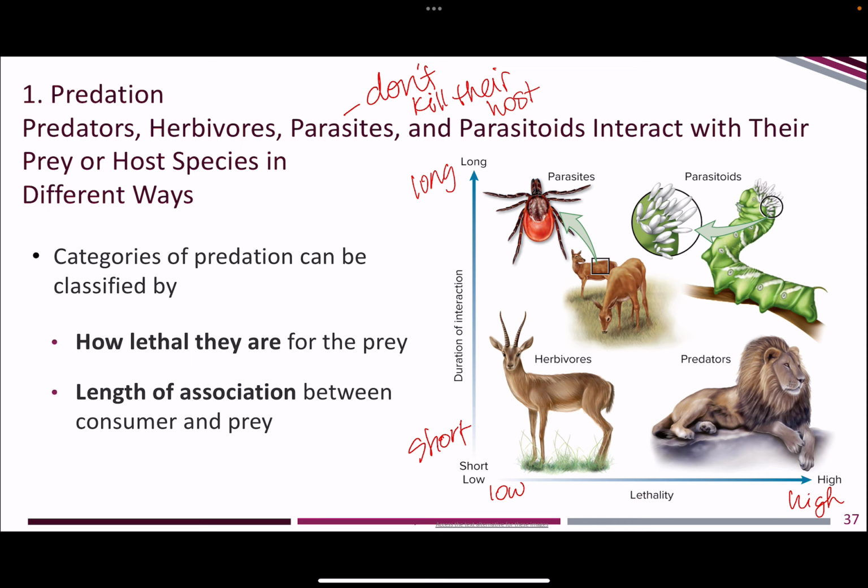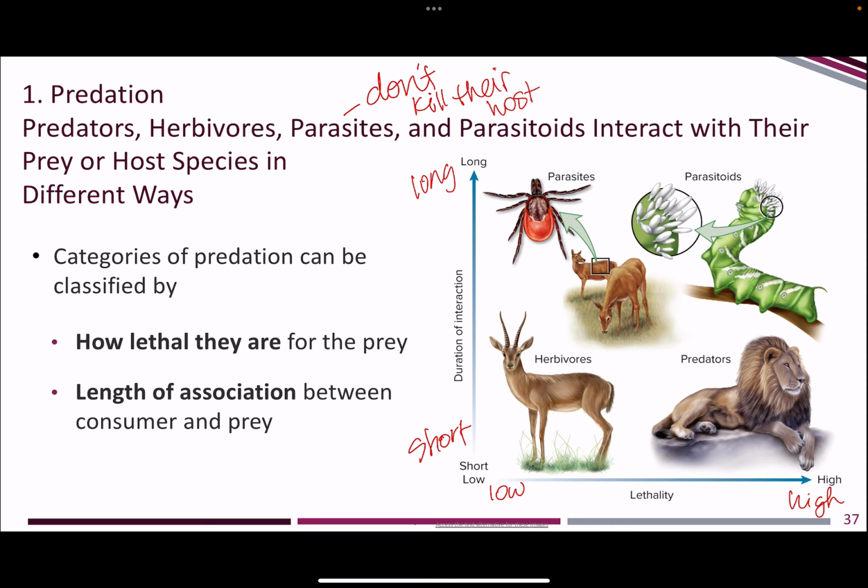So we've got our herbivores down in the corner. They're probably grazing through an area. They're probably not killing the entire grass plant. They're eating some leaves, but that grass is probably going to grow back and they're just going to continue to graze through. So they're relatively low lethality and their duration of the interaction is pretty low as well. Then we got parasites.